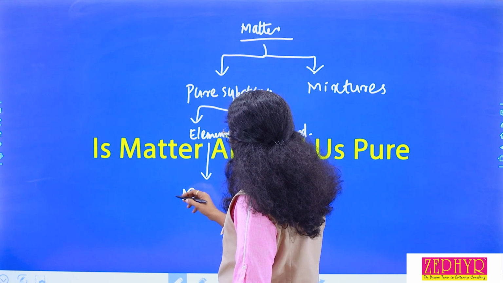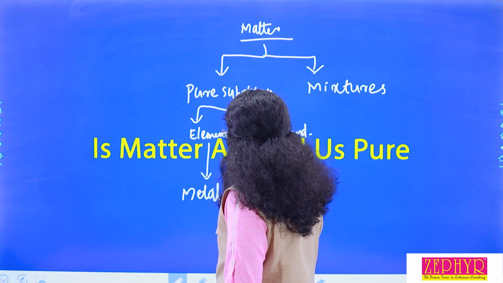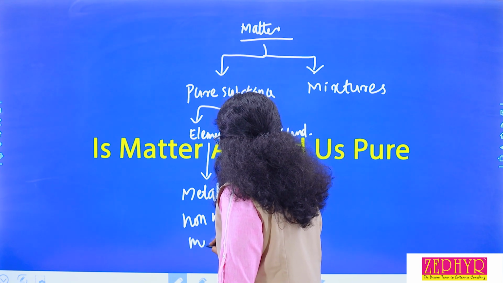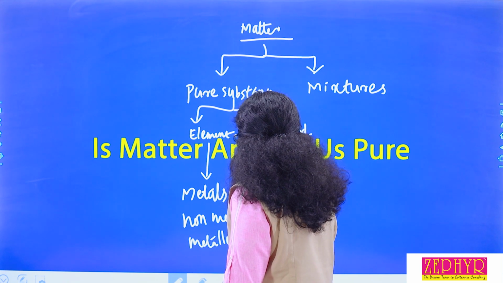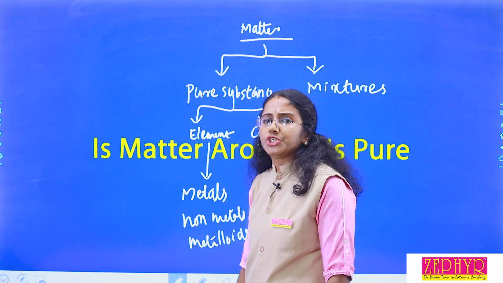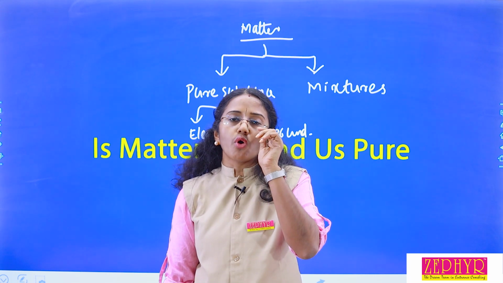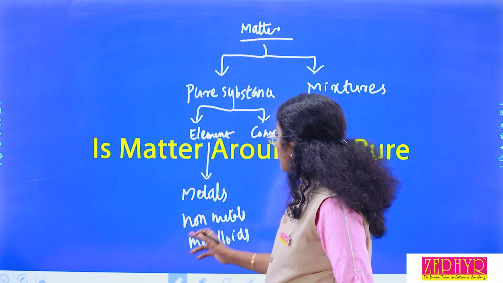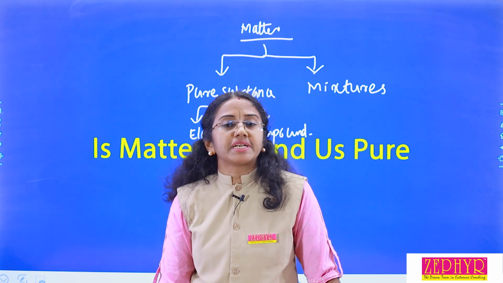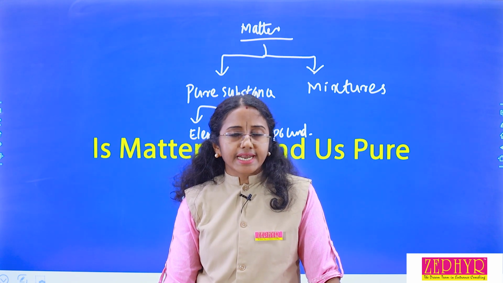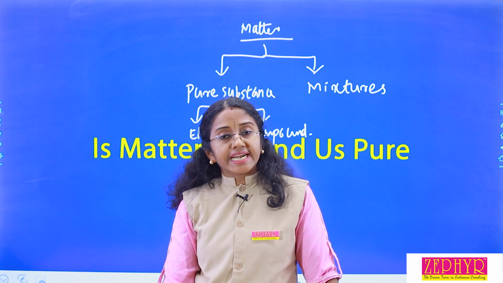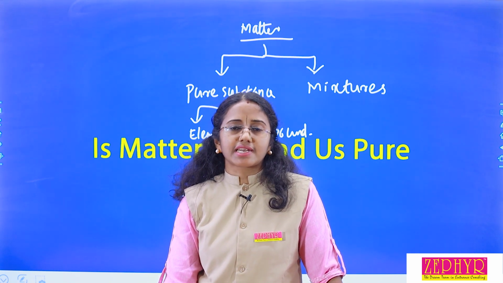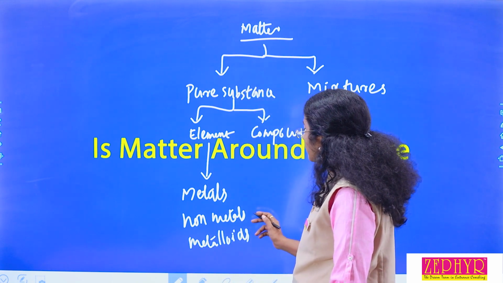Then elements are again classified into metals, non-metals, and metalloids. Metals, for example, sodium, magnesium, aluminium, copper, zinc, gold, silver, mercury, etc. What are the characteristics of metals? Metals are very hard, they have high tensile strength, they conduct both heat and electricity, and they are malleable, sonorous, ductile, etc.